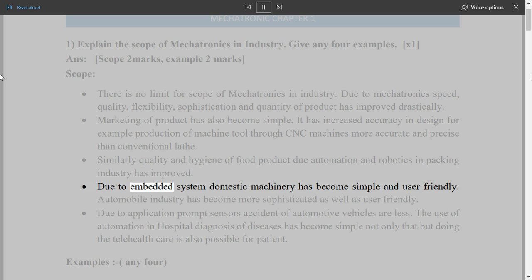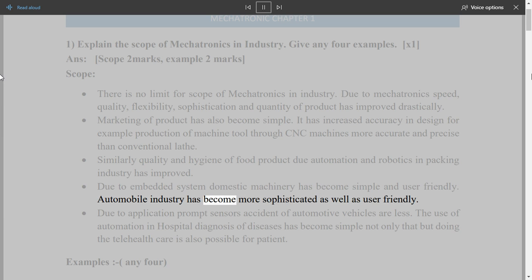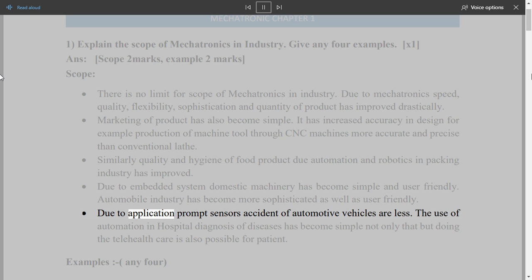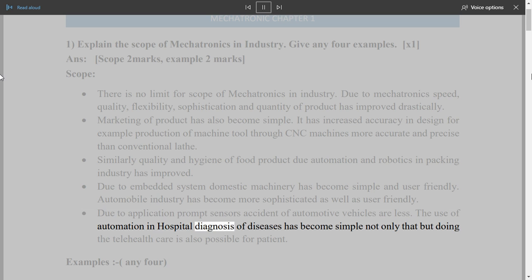Due to embedded systems, domestic machinery has become simple and user-friendly. Automobile industry has become more sophisticated as well as user-friendly. Due to application of proximity sensors, accidents of automotive vehicles are less. The use of automation in hospitals has made diagnosis of diseases simple. Not only that, but telehealth care is also possible for patients.